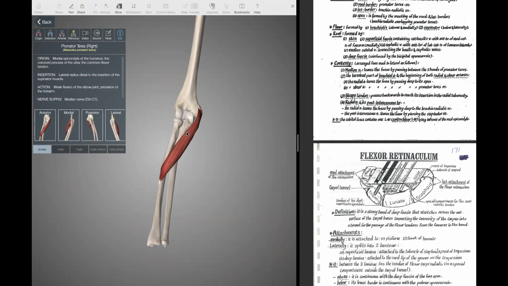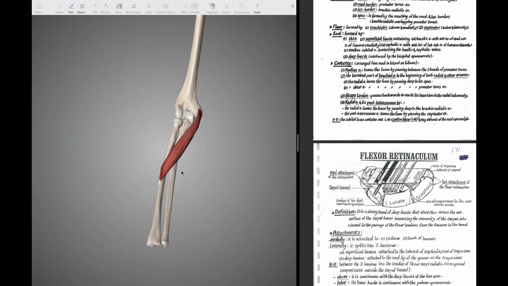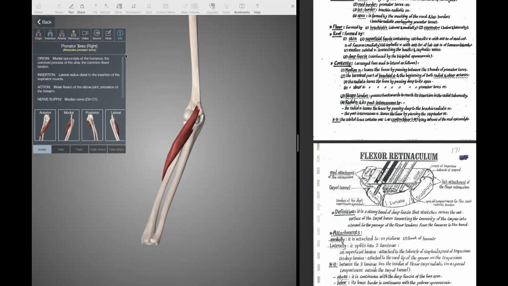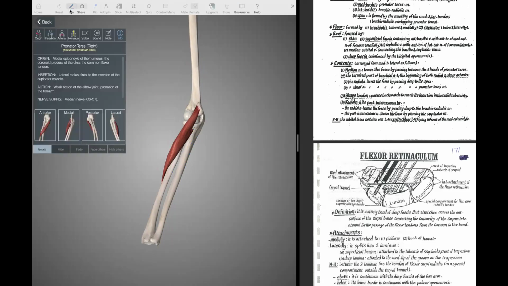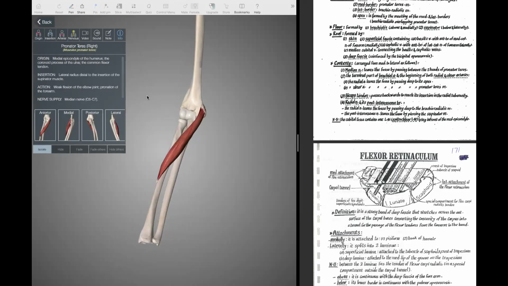insertion, lateral radius. Action, weak flexion of elbow joint. Weak flexion. So if it contracts, what it does, it can flex the elbow joint weakly. Okay. Flex elbow joint weakly. Nerve supply, median nerve.